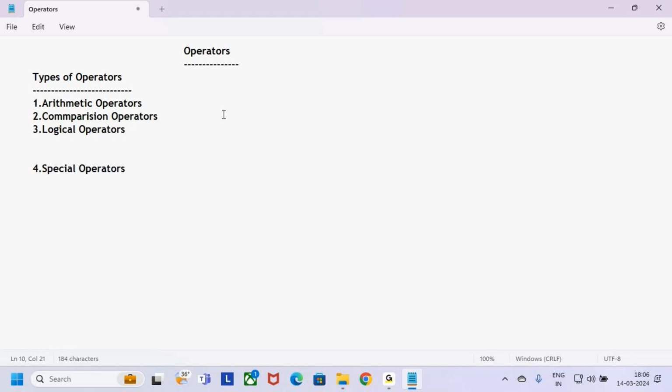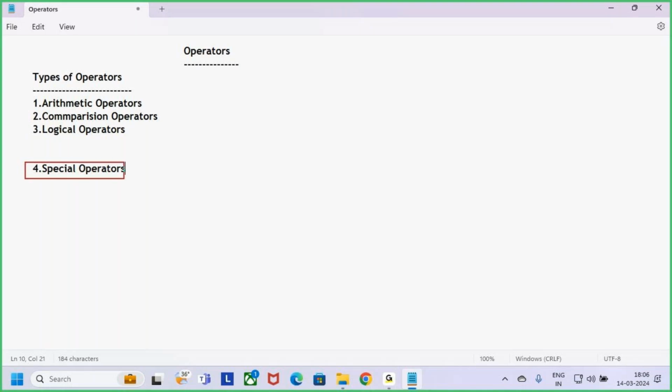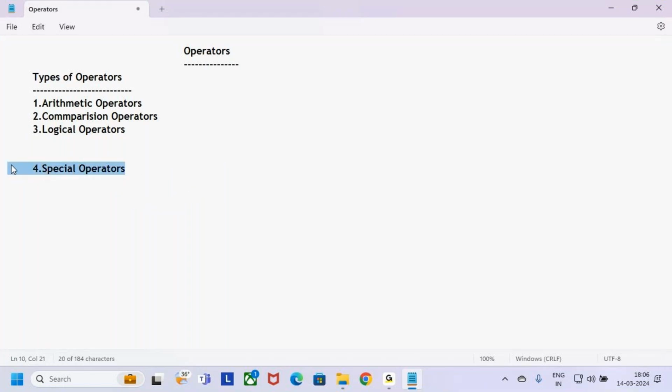We'll discuss these special operators in the coming classes. Here we are not able to discuss this. In Power Apps, we'll discuss something called a gallery, and when I'm discussing galleries, at that time we'll discuss the different types of special operators and how to use them. So for now, let me discuss these three types of operators, guys.